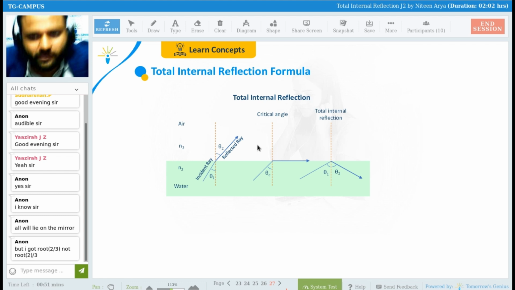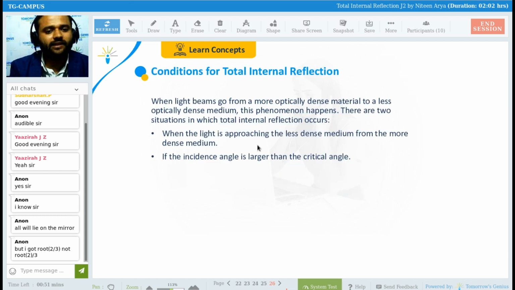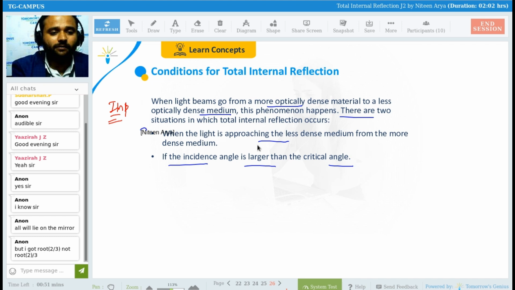So, audible. So this is your TIR, total internal reflection. So conditions for TIR: when the light beams go from an optically denser medium to a less optically dense medium, that is the necessary condition. Important one. There are two situations in which TIR occurs: when the light is approaching the less dense medium from the more dense medium, and if the incidence angle is larger than the critical angle. Both are necessary conditions.